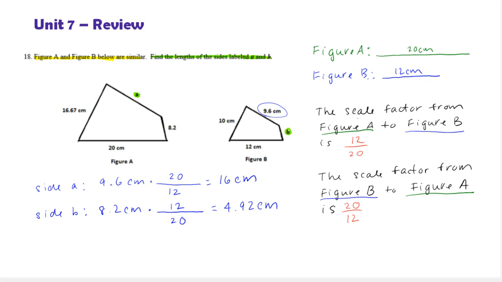And just as a last double check, I like to write my numbers in the figure. So A is 16 centimeters, B is 4.92 centimeters. Then I take one last look and notice 16 is bigger than 9.6, so I know I went in the right direction. Doesn't mean my answer is right, even though it is, but I know that this should be larger, so I used the correct scale factor. And this was 8.2, and this is smaller, and again, this figure is smaller, so that seems to correspond.